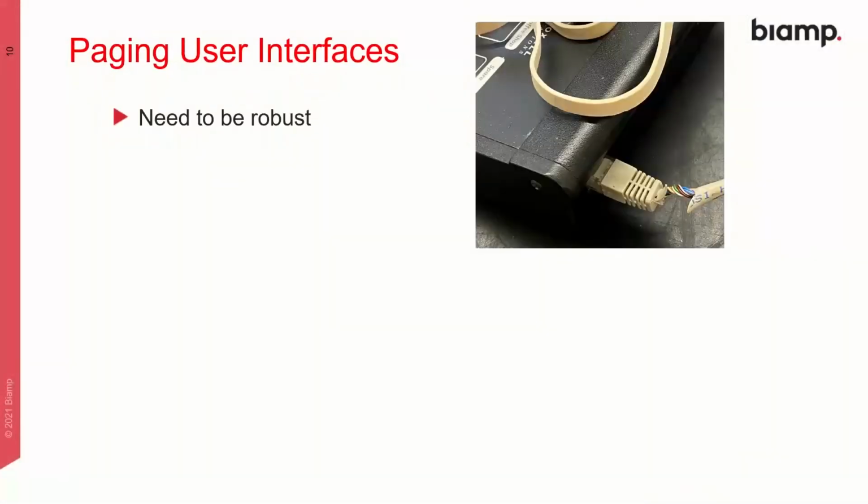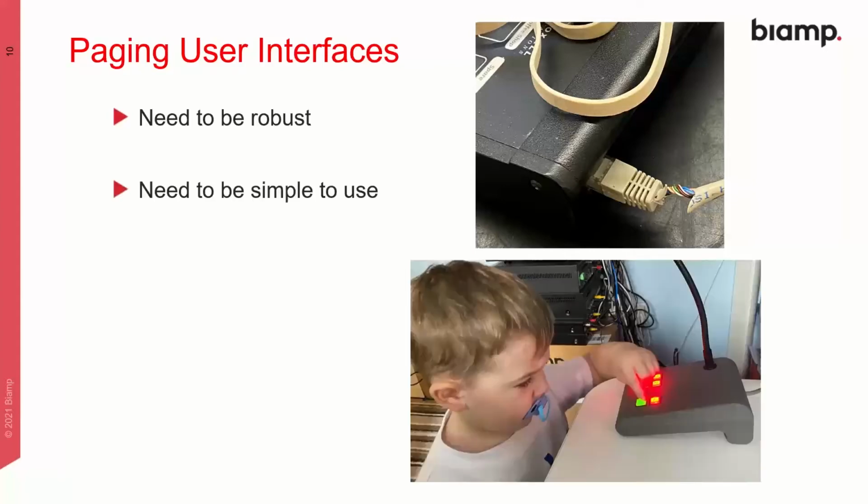So firstly, they need to be robust. Unlike this one which I'm showing you on the screen, this is a real life paging station which I saw a couple of months ago. Amazingly, I saw it yesterday again, and it's still working. So one day I'm going to go in there with a new piece of Cat5 just to help them out, because it will fail eventually. So they need to be robust.